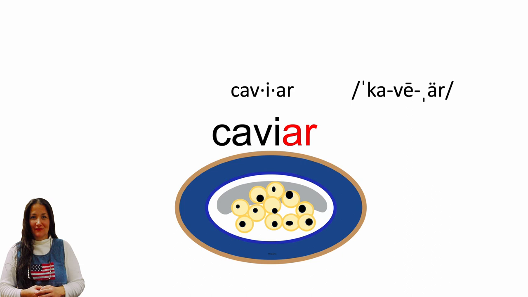Caviar. It's processed salted roe of a large fish. Caviar is made from sturgeon. It's salted roe. It's fish eggs.